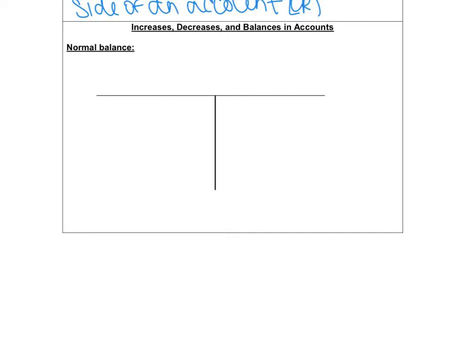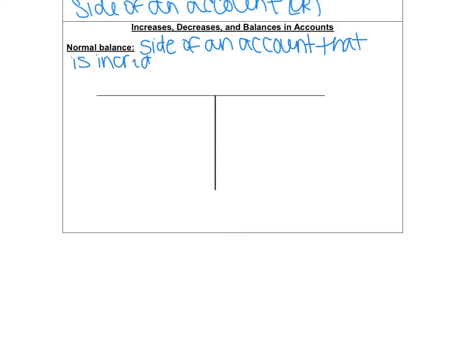The side of the account that is increased is called the normal balance. So we'll go ahead and write that up here. Side of an account that is increased. So the increase side is always the same side as the normal balance. It's the exact same thing.